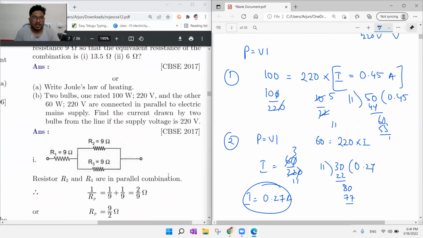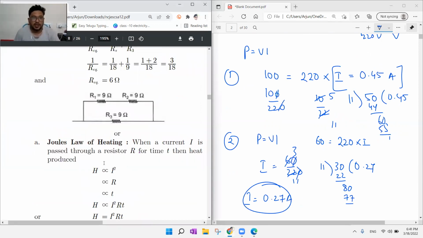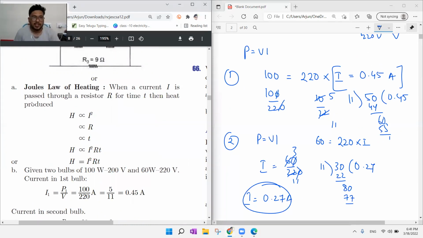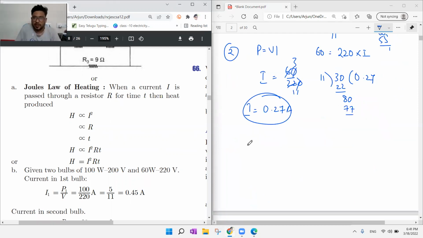So let us try to see the answer. Joule's law of heating: when current I is passed through a resistor for some time t, heat is produced. We know Joule's law of heating formula: H is equal to I square RT. Basically, how did we get that I square RT?